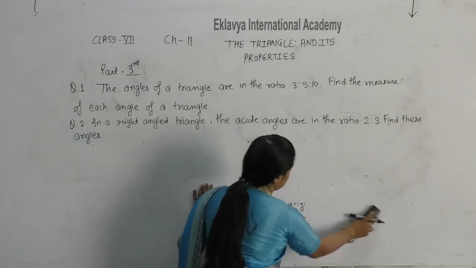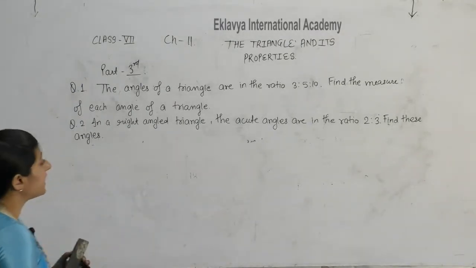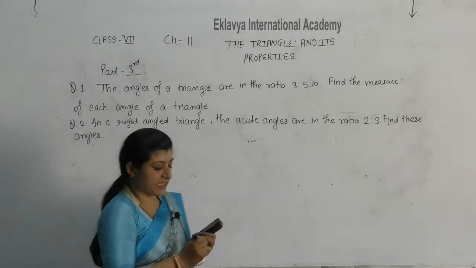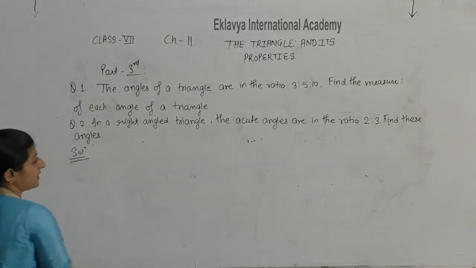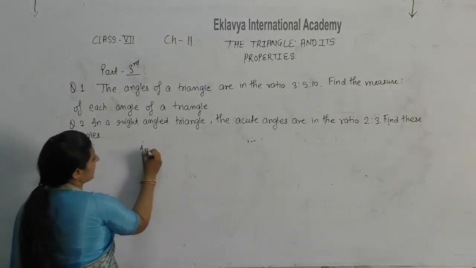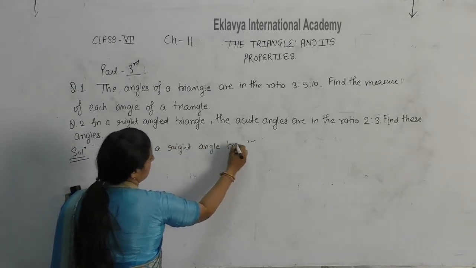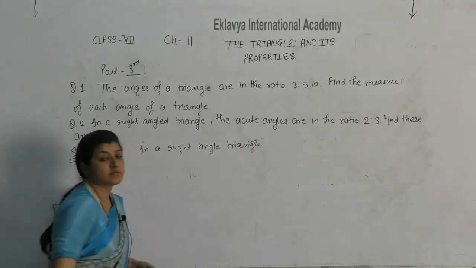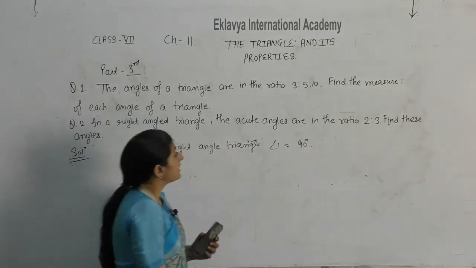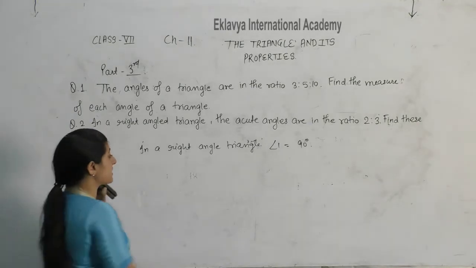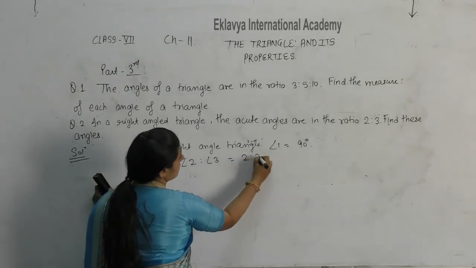Now see the second. In a right angle triangle, what is the meaning of right angle triangle? In a right angle triangle, we can say one of the angles is equal to 90 degree. It means in a right angle triangle, we can say angle 1 is equal to 90 degree. Then the acute angles, the remaining angles, angle 2 ratio angle 3 is given to you as 2 ratio 3.